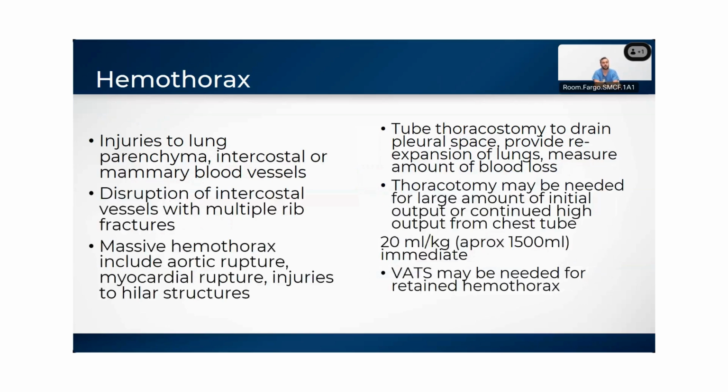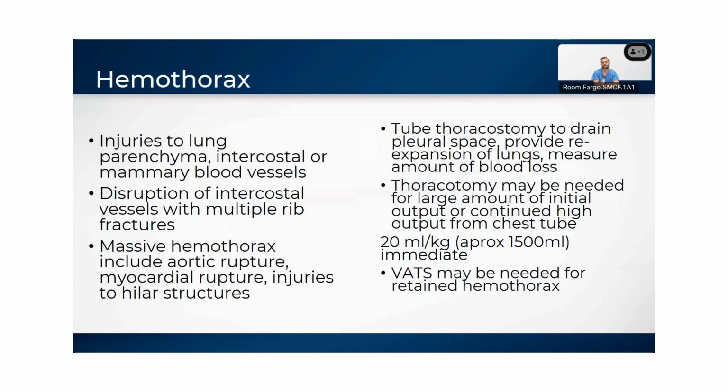Talking a little bit about hemothorax, so similar, but now there's blood involved. Injury to the lung parenchyma, disruption of the vessels, multiple rib fractures. A tube thoracostomy can drain this, looking at the amount of blood initially that comes out, and then also identifying any blood that comes out over the next few hours. And what does that blood look like? Does it look like old clotted blood? Does it look like fresh blood? Does it look like just fluid?